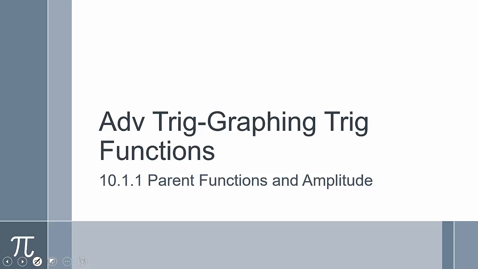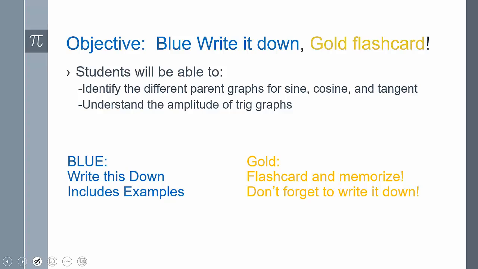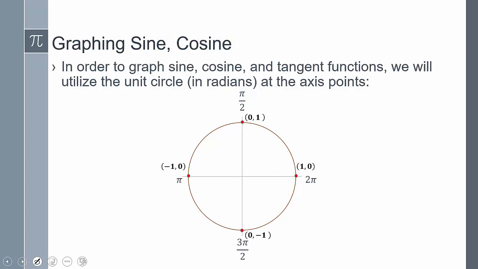This is 10.1.1. We're going to take a look at parent functions and amplitude. So we're going to identify the parent functions for sine, cosine, and tangent, and understand the amplitude of trig graphs. So we're going to basically add our different trig graphs to our list of parent graphs, things we need to memorize. Now, in order to graph sine, cosine, and tangent functions, we're going to need to utilize the unit circle.